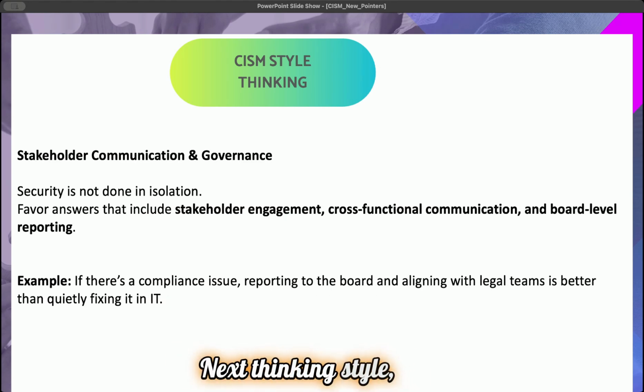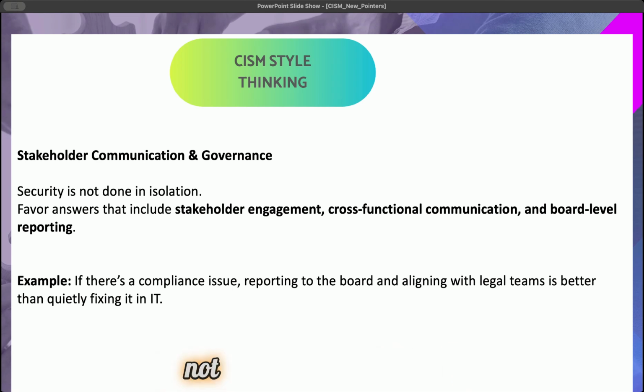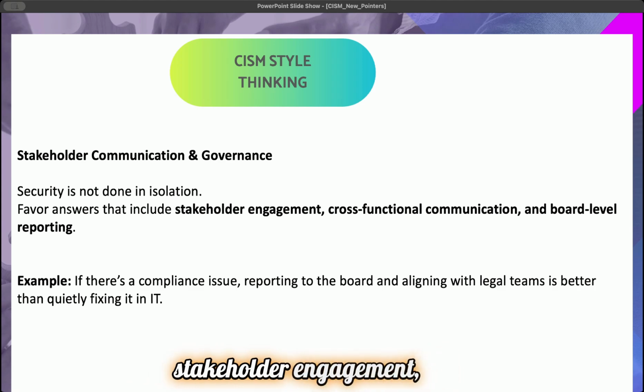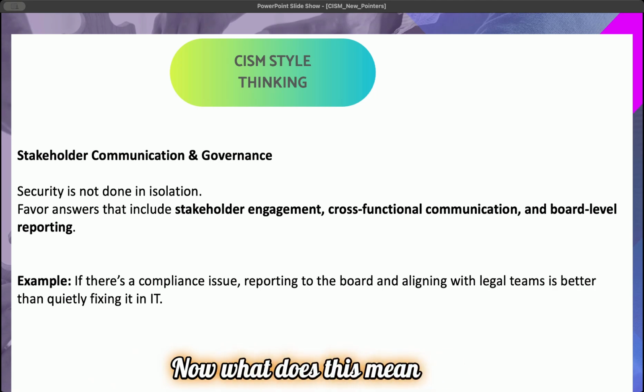Next thinking style: stakeholder communication and governance. Security is not done in isolation. Favor the answer that includes stakeholder engagement, cross functional communication, and board level reporting. Now, what does this mean? When you are answering CISM exam questions or acting in a real world role, you should prioritize responses that reflect broad business level communication rather than siloed technical actions.